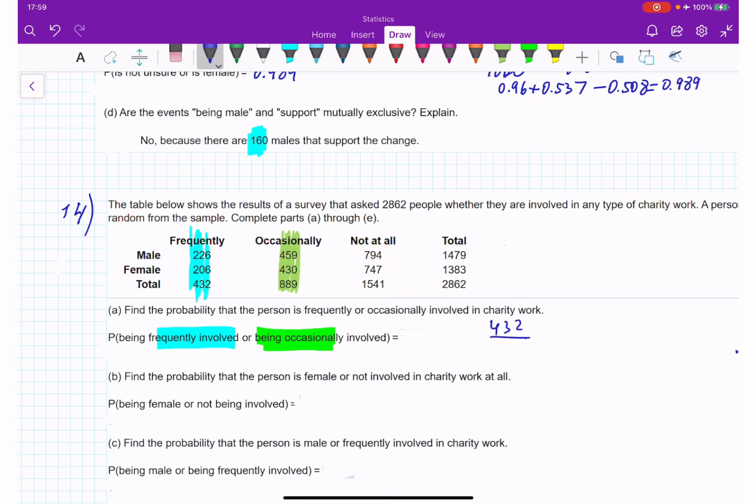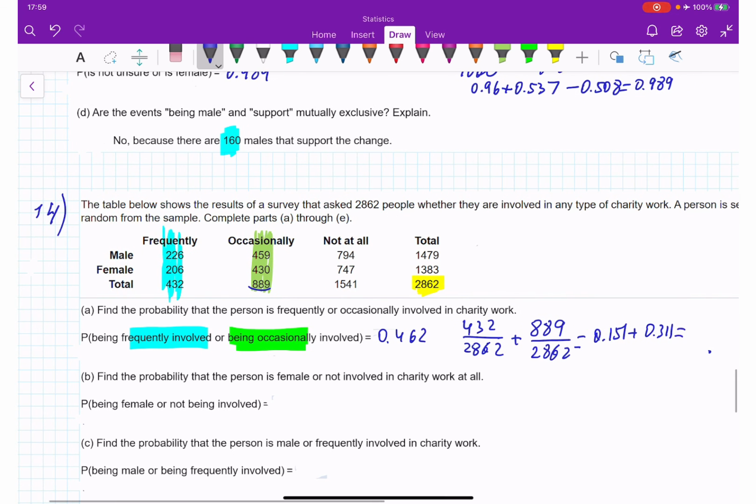So total is going to be 432 over 2862. This is our grand total. And then plus 889, this is an occasionally case total, over 2862. And that is equal to 0.151 plus 0.311. And the answer is going to be 0.462.